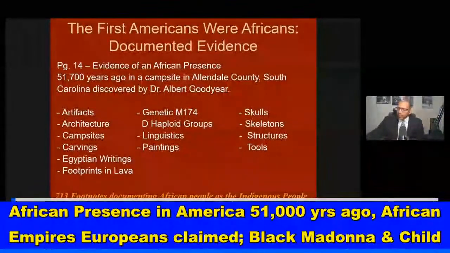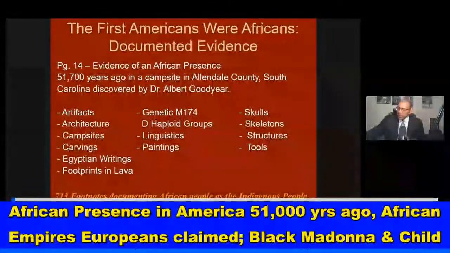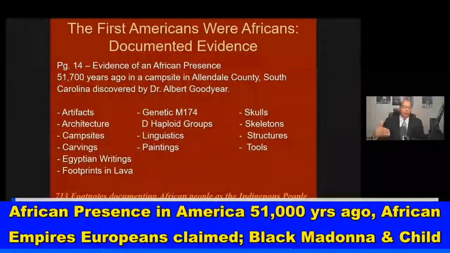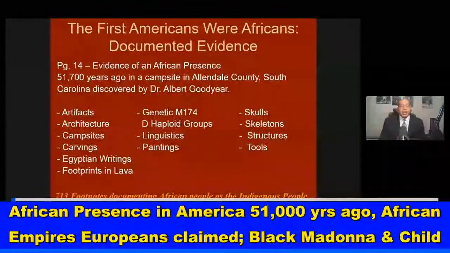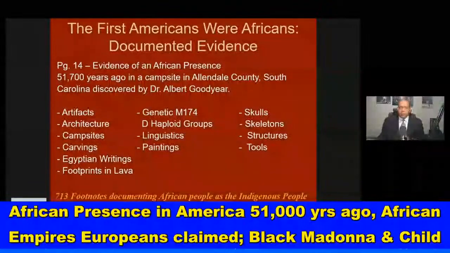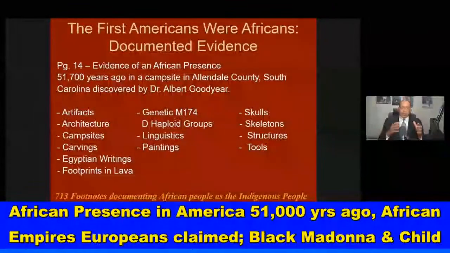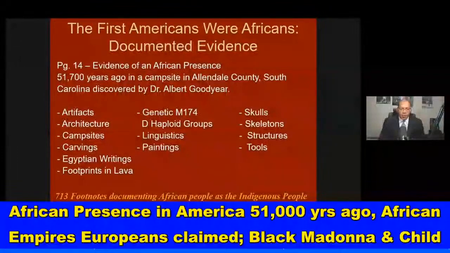Albert Goodyear. And they found 13 different types of evidence that thoroughly documented African presence in the Americas, dating back at least 51,700 years ago. They found artifacts, architecture, campsites, carvings, Egyptian writings, footprints in lava, genetic M174D haploid groups dealing with DNA and genetics, linguistics, paintings, skulls, skeletons, structures, and tools. They found 13 different types of evidence documenting an African presence in the land we call the United States of America, dating back at least 51,700 years ago.